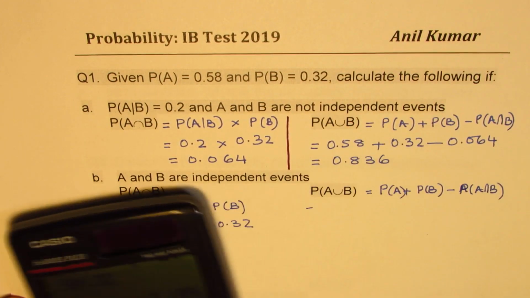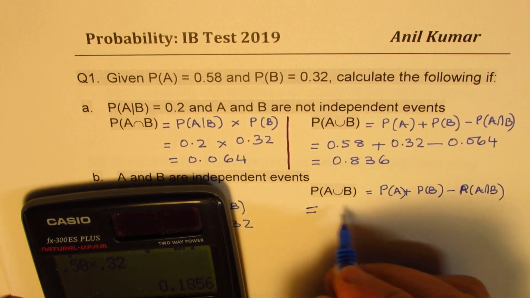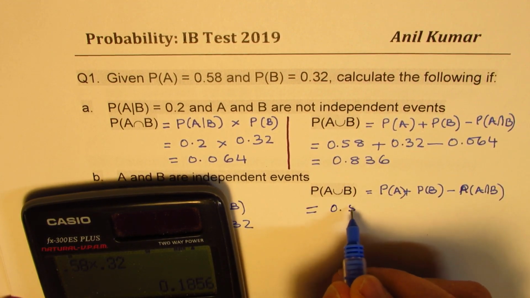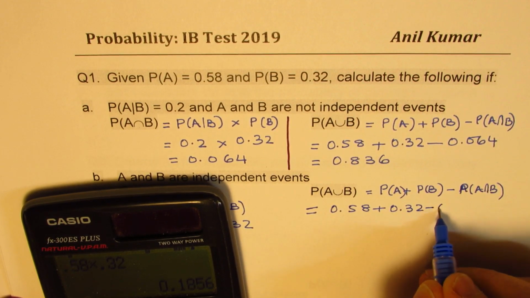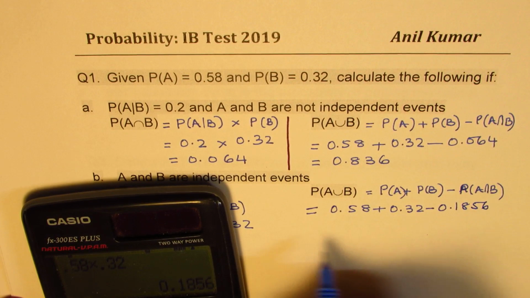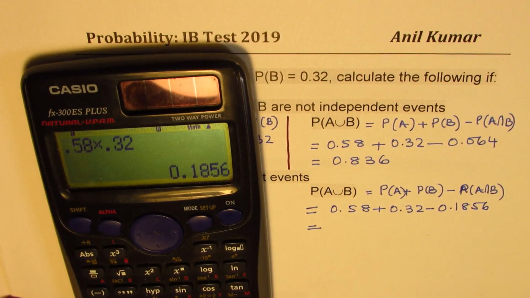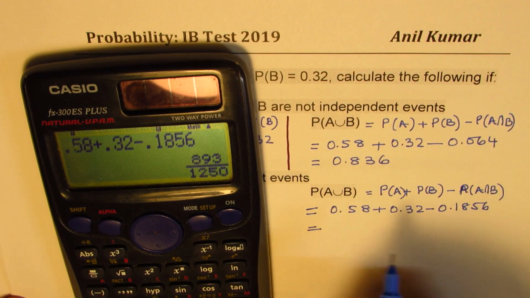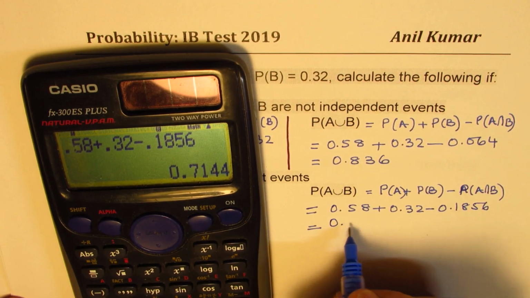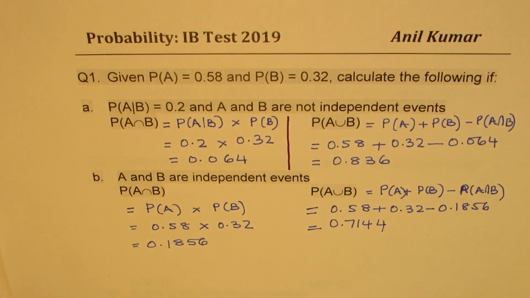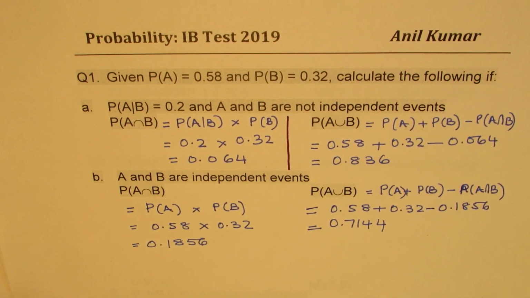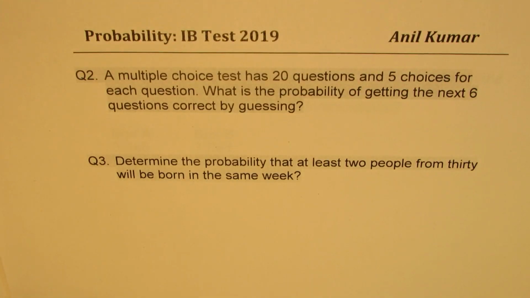So we'll add the probability of A and B. So we can write this as equal to probability of A is 0.58 plus 0.32 minus 0.1856. So that is 0.58 plus 0.32 minus 0.1856 equals to, in decimals, 0.7144. So that is how we are going to solve the first question. I hope the steps are absolutely clear. Now let's take up the second one.